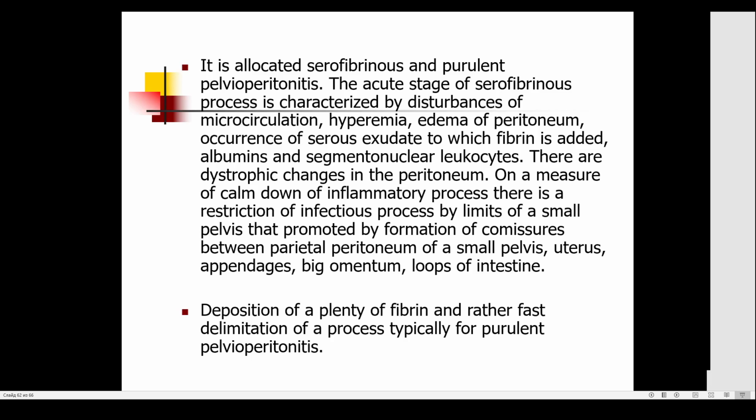On a measure of calming down of inflammatory process, there is a restriction of infectious process by limits of a small pelvis that is promoted by formation of commissures between parietal peritoneum of a small pelvis, uterus, appendages, ligaments, loops of intestine. And deposition of plenty of fibrin and rather fast delimitation of a process is typical for purulent pelviperitonitis.